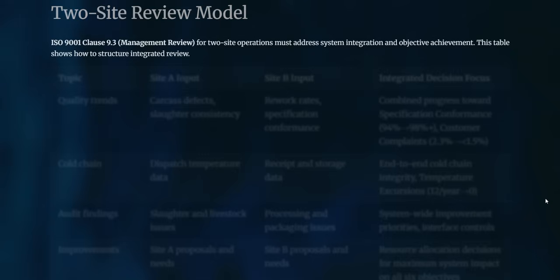Now, the two-site review model. In ISO 9001 clause 9.3, which is management review, for two-site or multi-site operations, it must address system integration and objective achievement. In our case study, the table we are going to show will show how to structure the integration review, and you can replicate this for your multi-site or single-site operation.